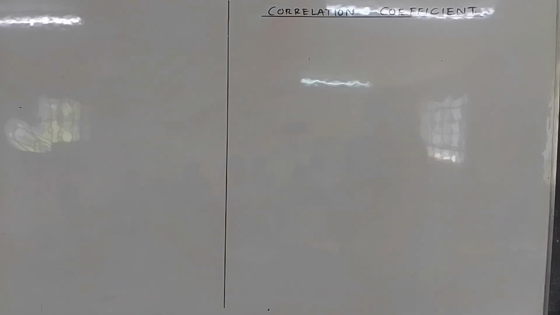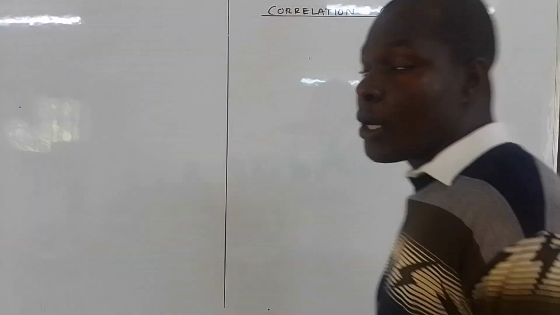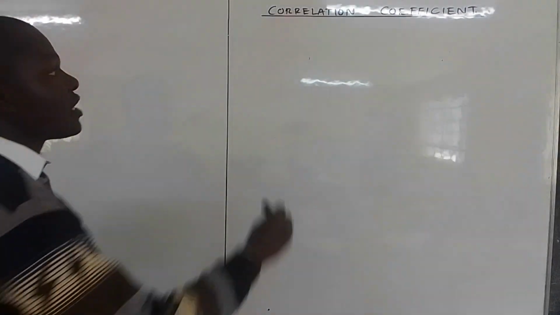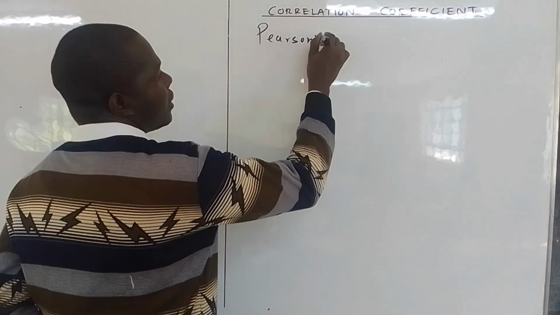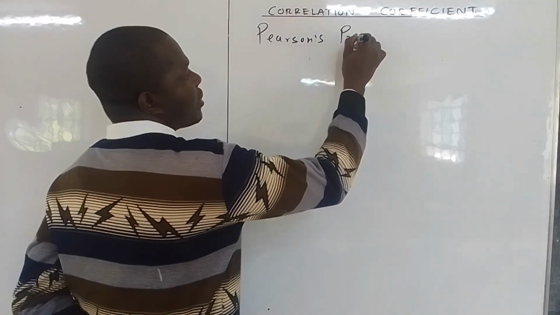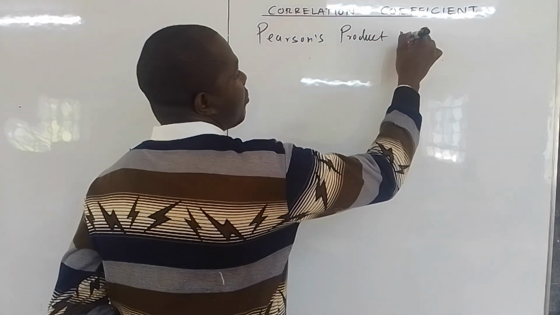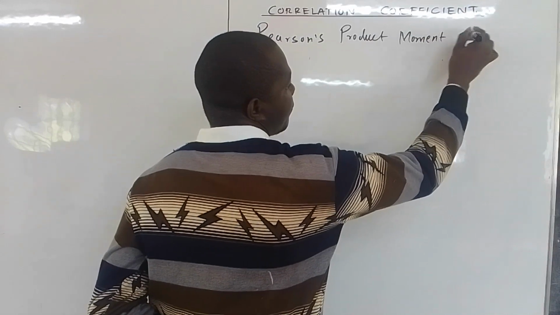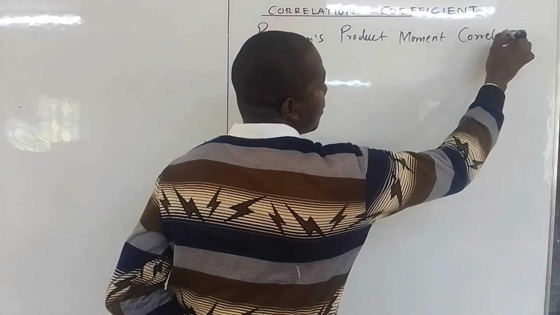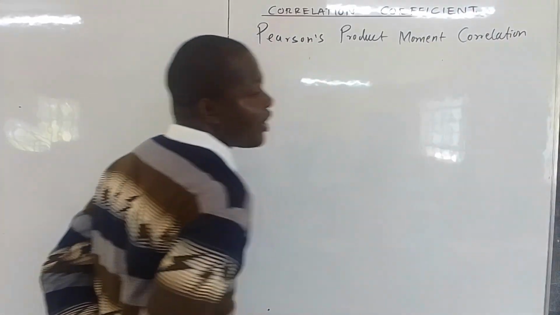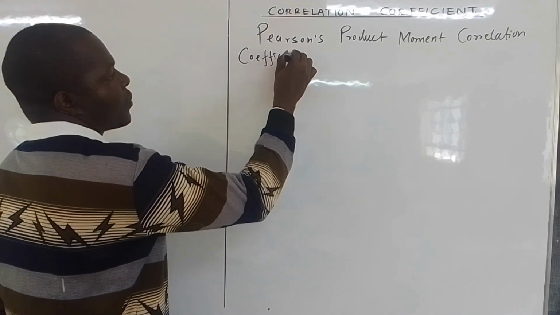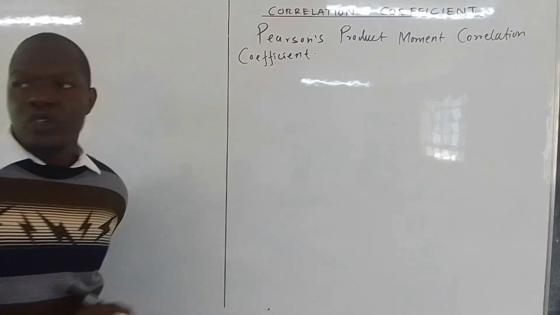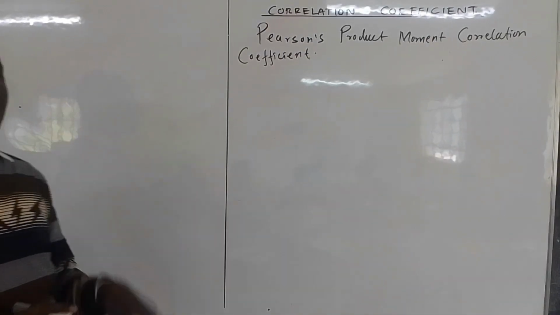We want to talk about Pearson's product moment correlation coefficient. How do we get the Pearson's product moment correlation coefficient?